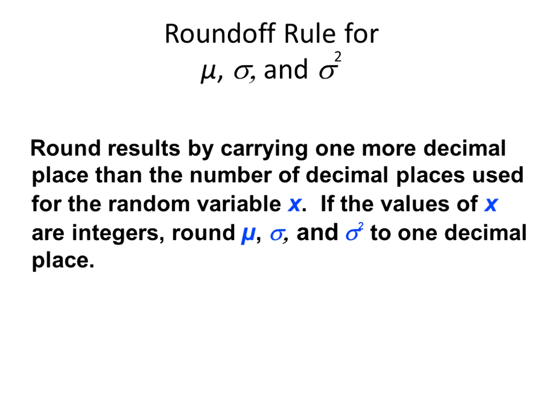And what this says is that you're going to round your results by carrying 1 more decimal place than the number of decimal places used for your random variable X. And that's what we did.